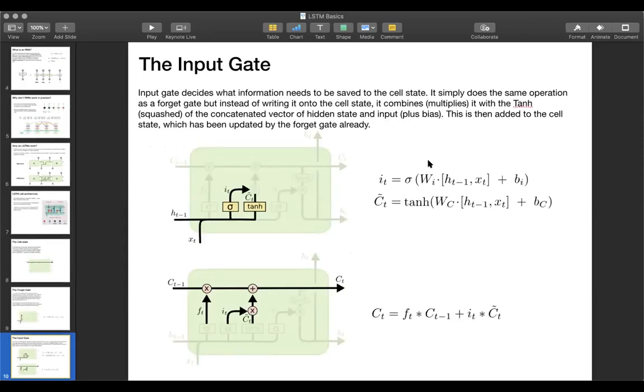The input gate also does a similar computation. The input gate has exactly the same computation as the previous one, a sigmoid function.